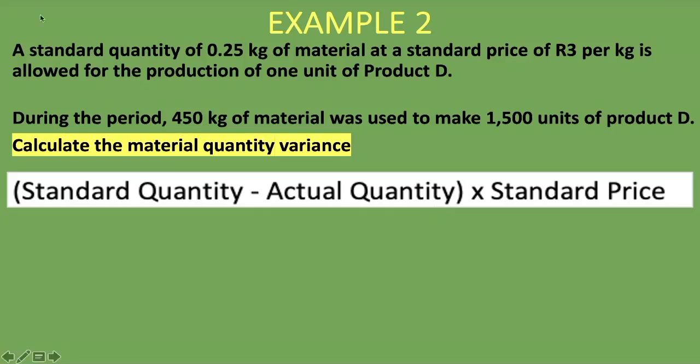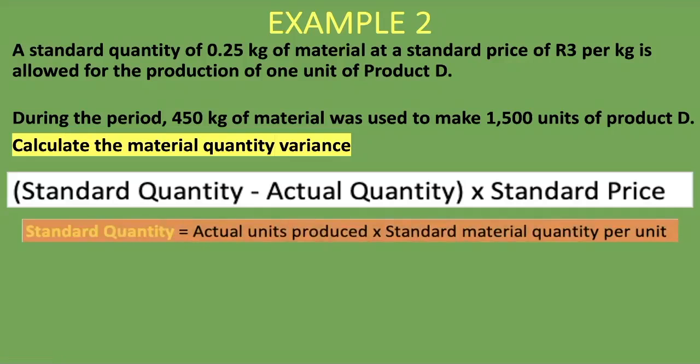Well, if we read on top here, it says a standard quantity of 0.25 kg of material at a standard price of 3 rand per kg is allowed for the production of 1 unit of product D. So the standard price is given here, it's 3 rand. So we'll multiply it by the 3 rand. Now let's get our standard quantity. Remember the formula for the standard quantity? We take the actual units produced multiplied by the standard material quantity per unit. And what is our actual units that we produce? Well, we were told here that during the period we made 1,500 units of product D. So that is our actual units.